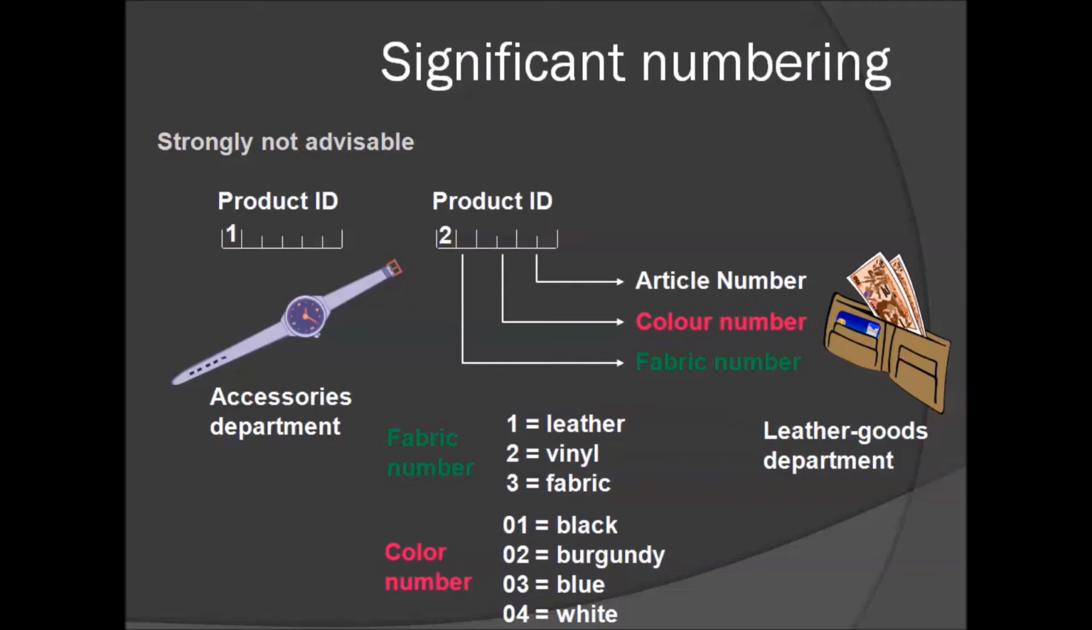So for example, 1 will be used in the accessory department, and there is another department, leather goods. They may have the same fabric or the same color. So what can you do when they have the same numbers but different trade items in reality?